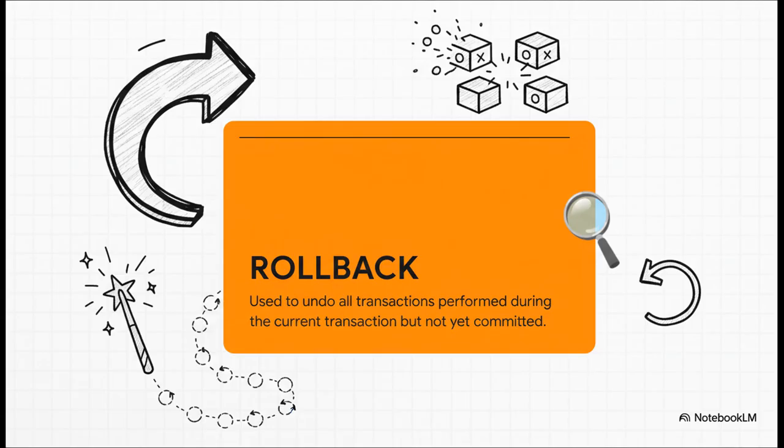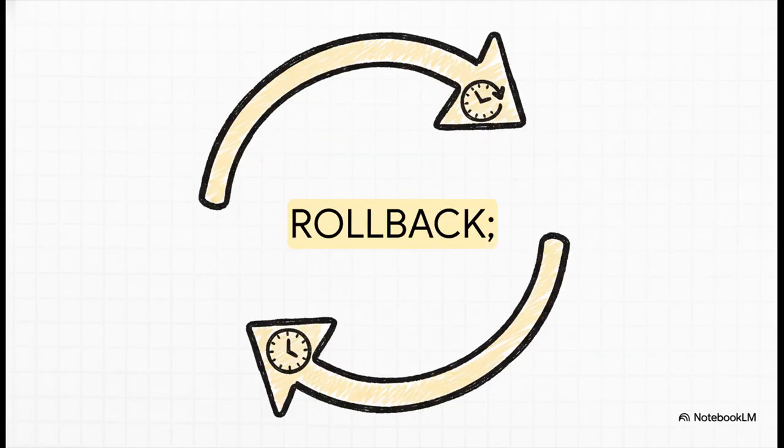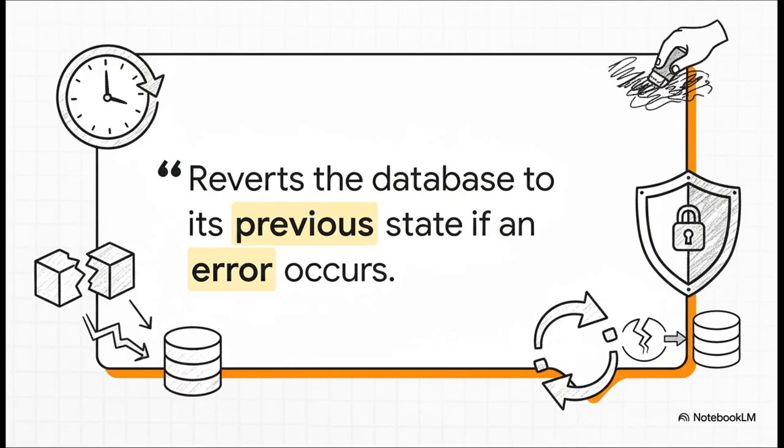Now on the flip side of that coin, we have rollback. This is your magic undo button. It completely erases all the changes you've made since your last commit. And hey, just like commit, the syntax is wonderfully straightforward. Just rollback and a semicolon. Simple as that. So if you've made a terrible mistake, right, rollback is your emergency escape hatch. It just zaps the database right back to its last safe committed state.